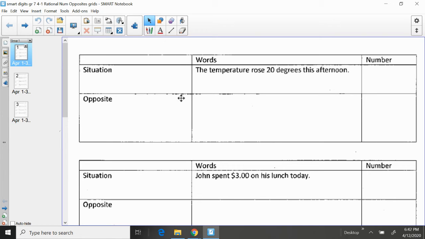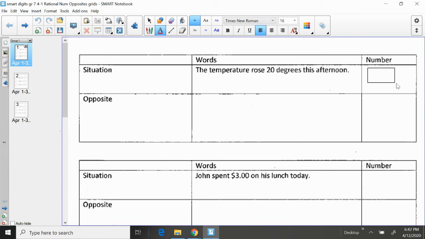And in this one, I can actually type in here. If the temperature rose 20 degrees, would that be positive or negative? I hope that you said positive. So that would be a positive. Now here's the thing. That's positive 20. But when a number is positive, you don't need to put the plus in front of it. So it's plus 20 automatically. So that is a positive 20.